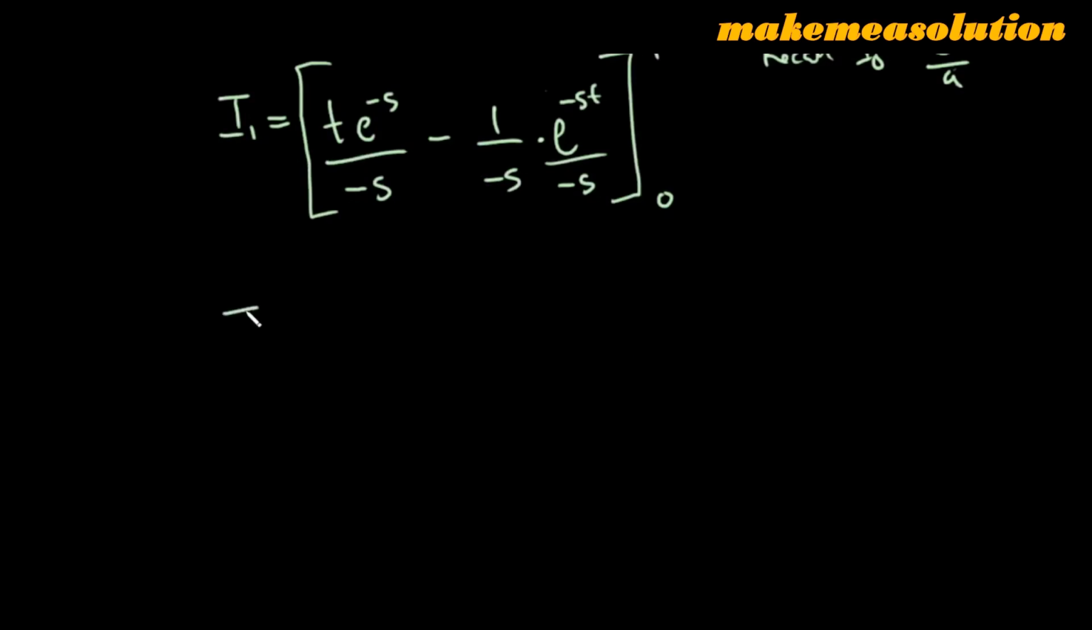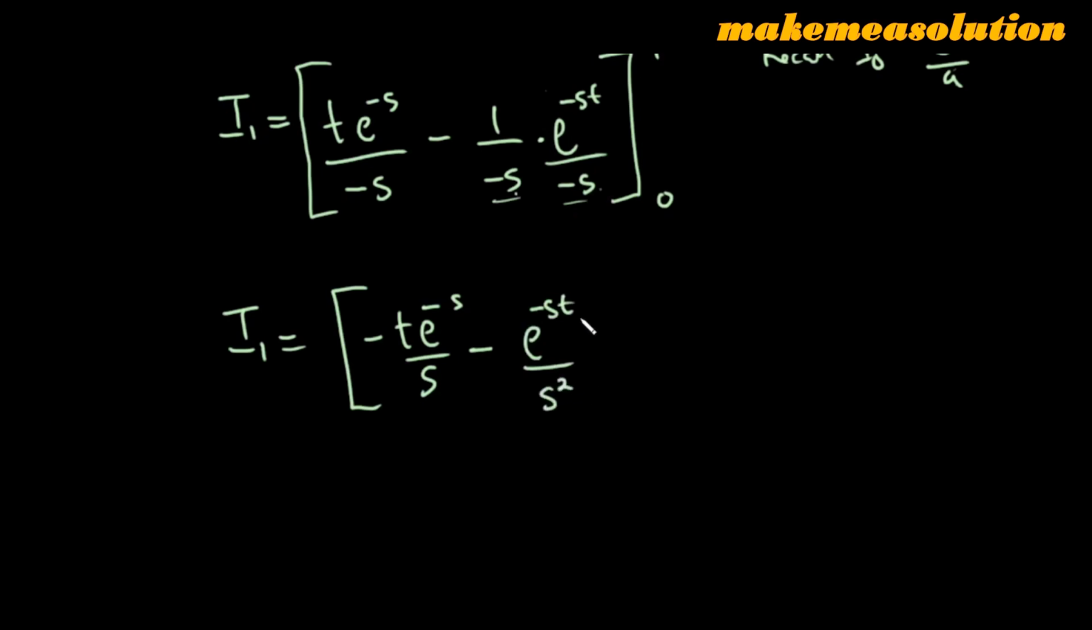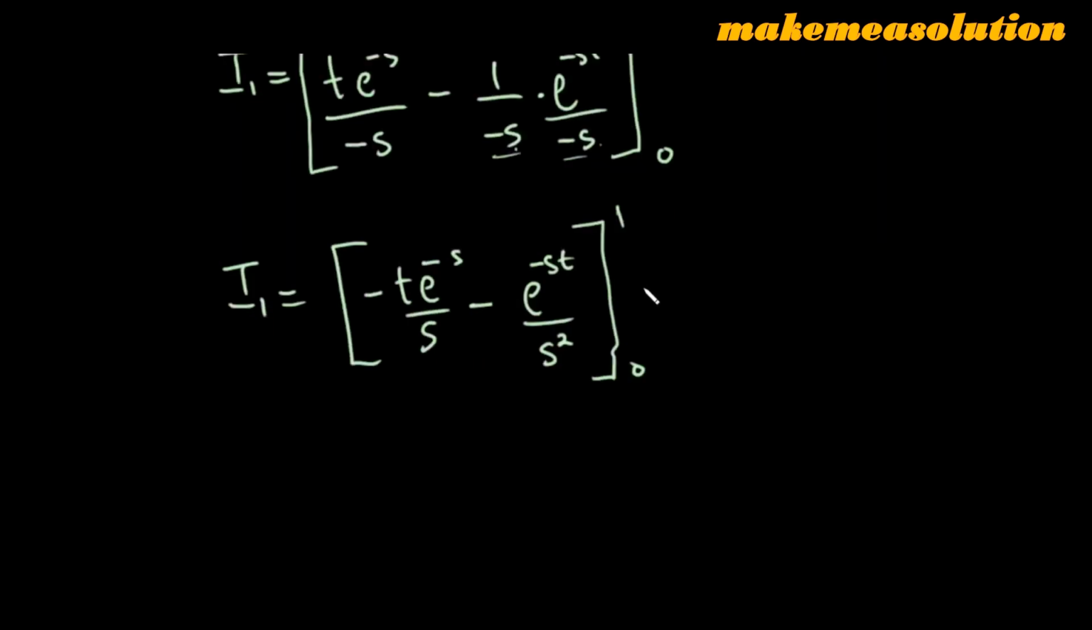So we'll now have our I1 is equal to the integral. You can write this one as minus t, exponential minus s over s, then minus times minus will give you plus, and you now have exponential minus st all over s times s, which is going to give you s square. Are we together? And you now have your 0 and 1.